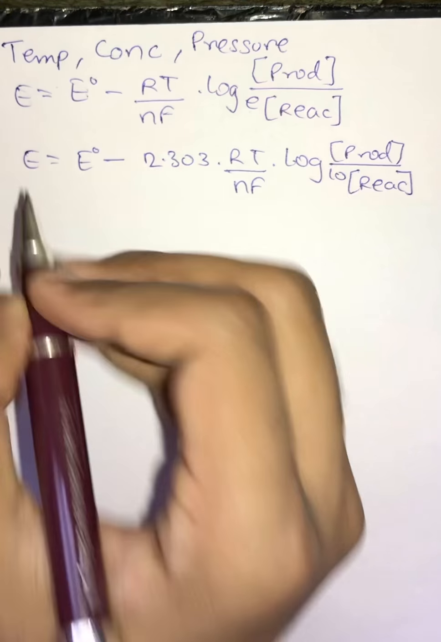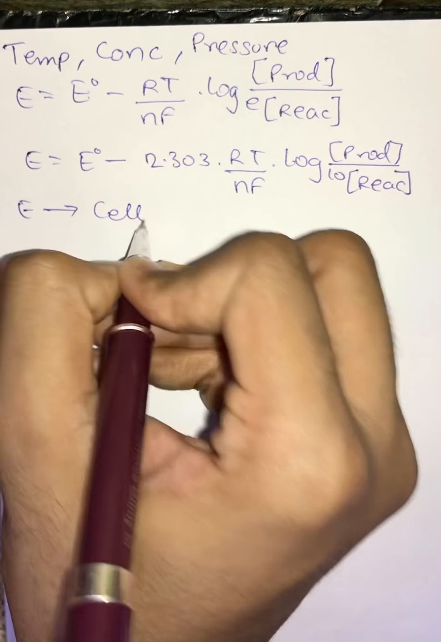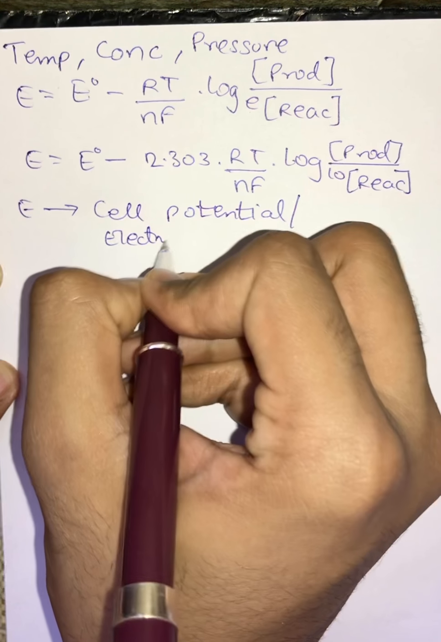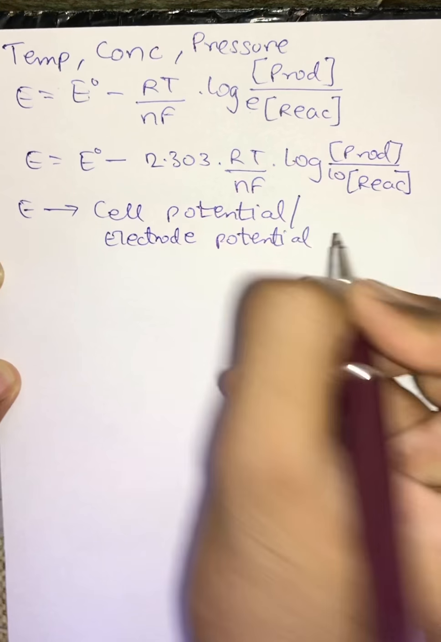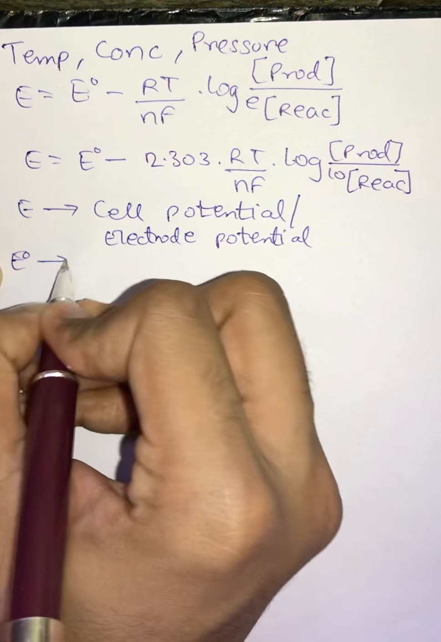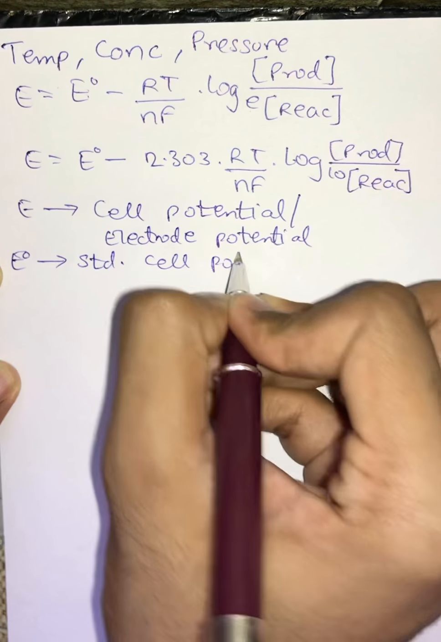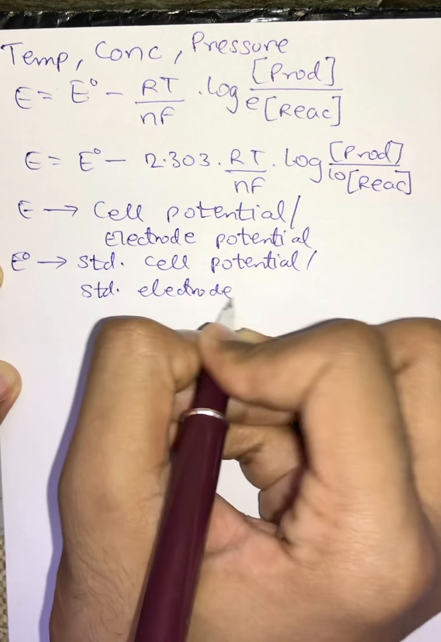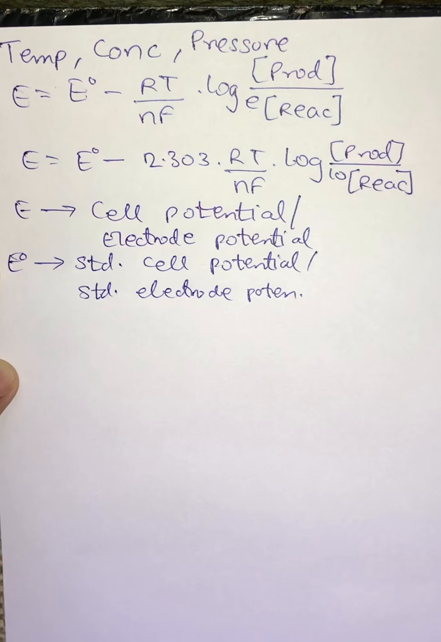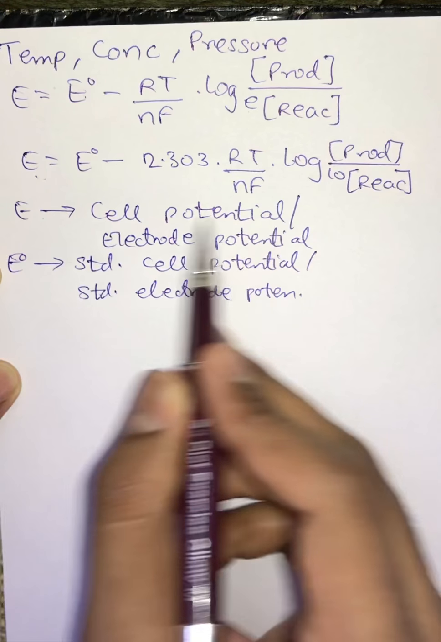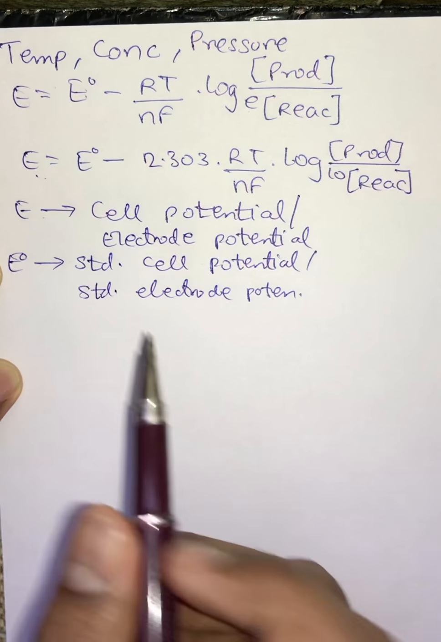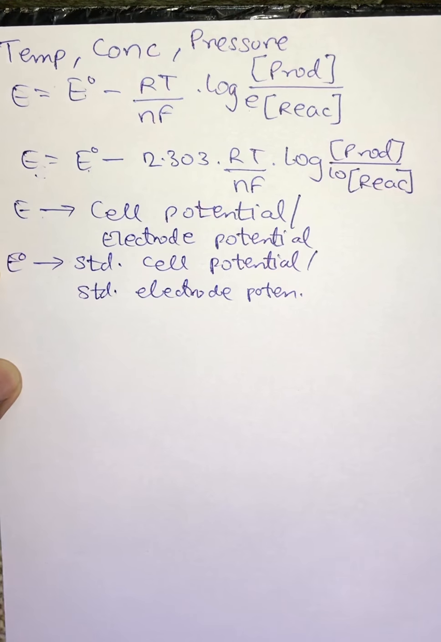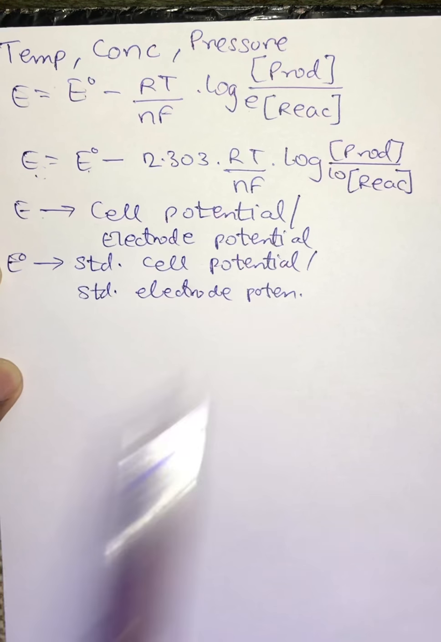Now what is E? E is nothing but your cell potential or electrode potential. And what is E naught? E naught is nothing but standard cell potential or standard electrode potential. So if you want to calculate cell potential, then your E naught will be standard cell potential, and if you want to calculate electrode potential, then your E naught will be standard electrode potential. It depends on whether you have to calculate cell potential or electrode potential.